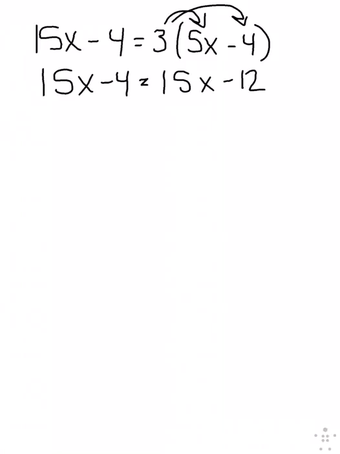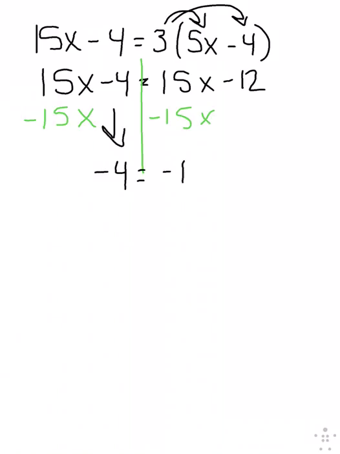I'm going to combine my like terms, so I'm going to subtract 15x because the 15x's are on opposite sides, so we do the opposite operation. I bring down the negative 4 and I bring down the negative 12 because 15 minus 15 is 0. We don't write zeros. My answer is negative 4 equals negative 12, which is letter C in number 4.